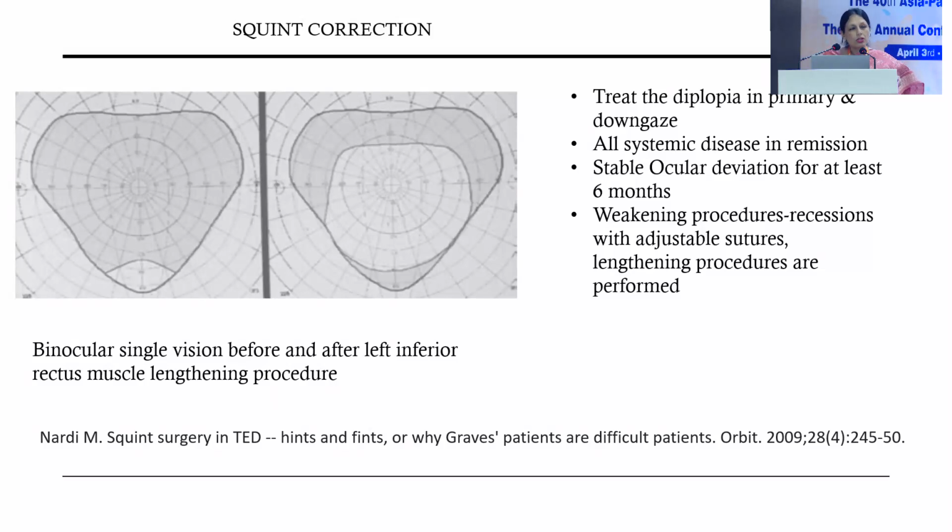A last word about the squint correction. Remember, the squint correction is not to treat the movements, it is just to treat the diplopia in the primary and mostly in the down gaze. So all systemic disease should be in remission, and the patient should have a stable ocular deviation for at least 6 months before you start planning any surgery. And remember, these muscles are fibrous, so you don't go in for resections, you go in for weakening procedures or recessions, and you could combine them with adjustable sutures.